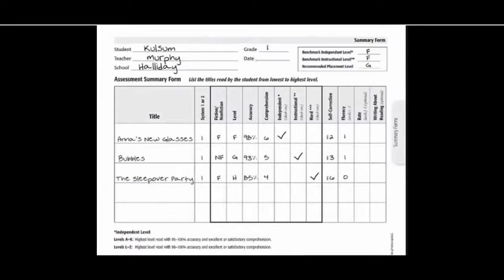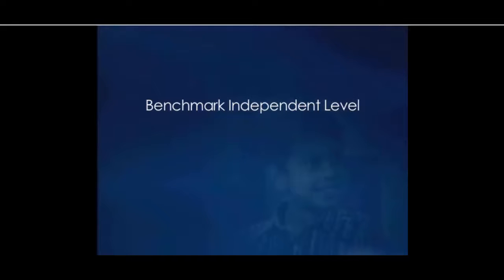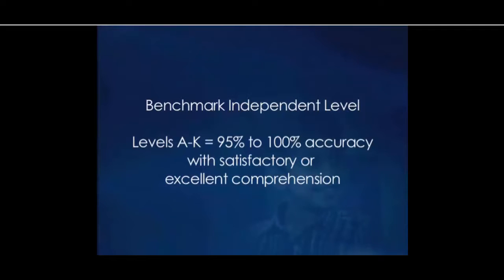Record all scores for all of the books the student read on the assessment summary form, from easiest to hardest level. Both the accuracy level and the comprehension scores are important in helping you find the benchmark independent level for that student. This means that the student can read these texts without teacher support. For levels A through K, the benchmark independent or easy level is the highest level the student can read with 95 to 100% accuracy and a comprehension rating of satisfactory or excellent.